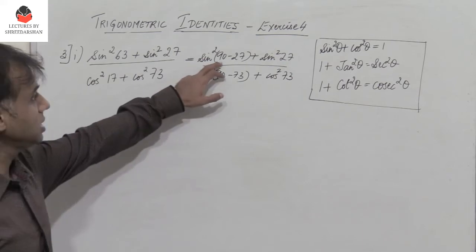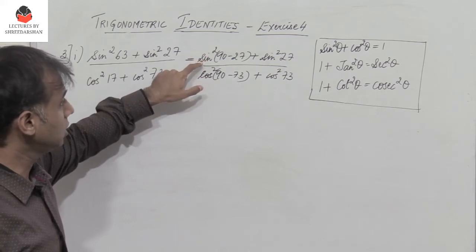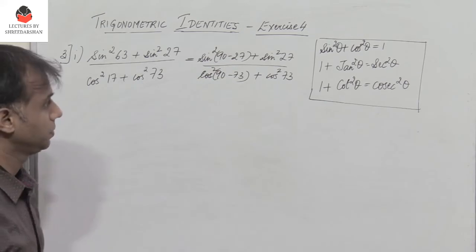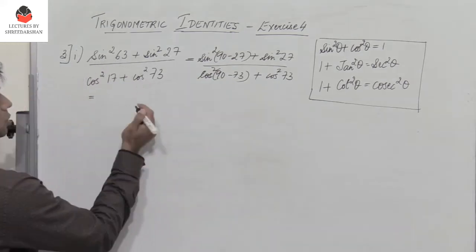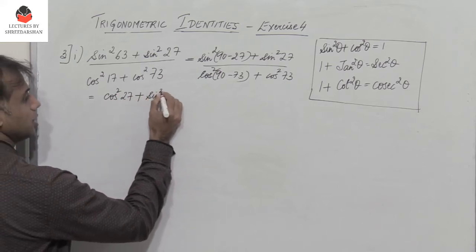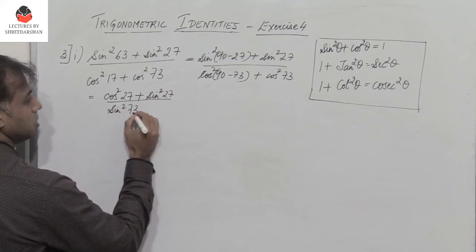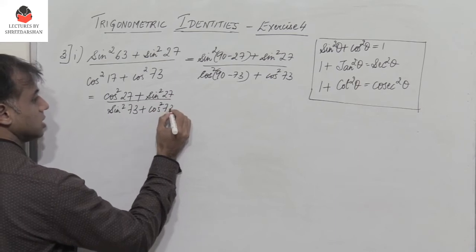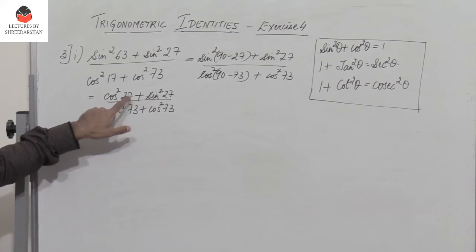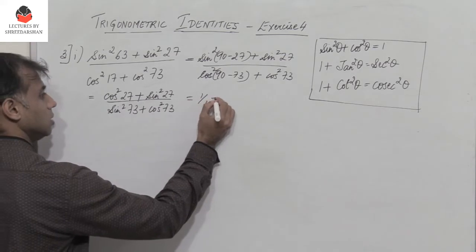So we know that sine 90 minus theta is cos theta and cos 90 minus theta is sine theta. So here I would get cos square 27 and here I would get sine square 73. So this would give me cos square 27 plus sine square 27 divided by sine square 73 plus cos square 73. Here this is of the form sine square theta plus cos square theta. Here theta is 27, here it is 73, so it is 1 by 1, which is 1.